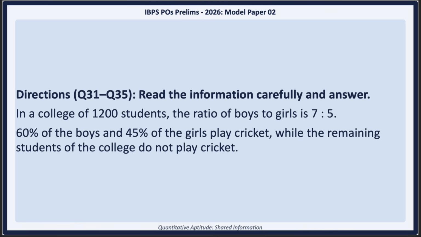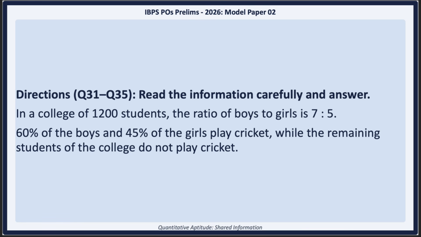Spot on. And then we apply the cricket percentages. We know 60% of those 700 boys play. Well, 6 times 7 is 42, giving us 420 boys playing cricket. Got it. And for the girls, it is 45% of 500. A quick mental trick here: 50% will be half, so 250. Right. Subtract 5%, which is a tenth of that, so 25. Okay. That leaves 225 girls playing cricket. Okay, now the tables are fully set.